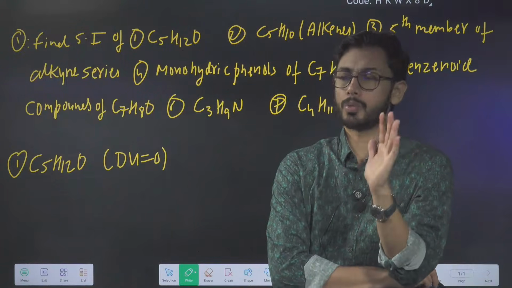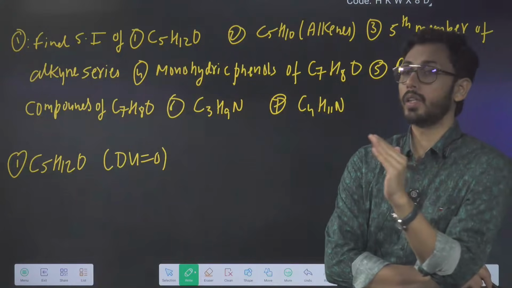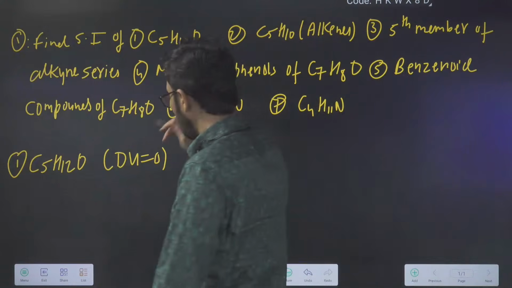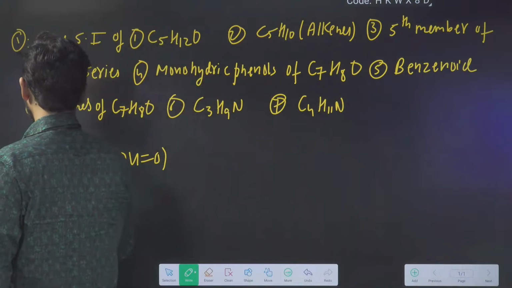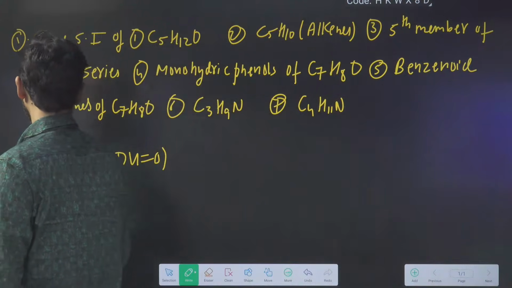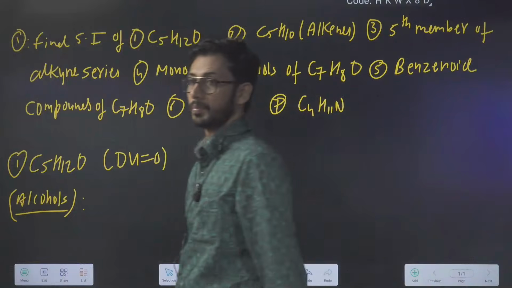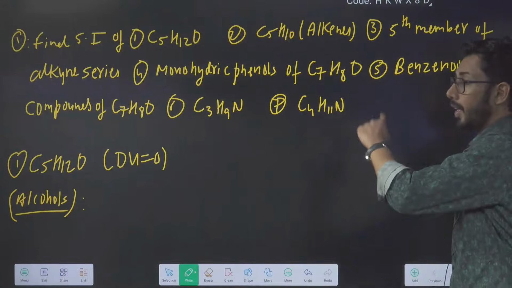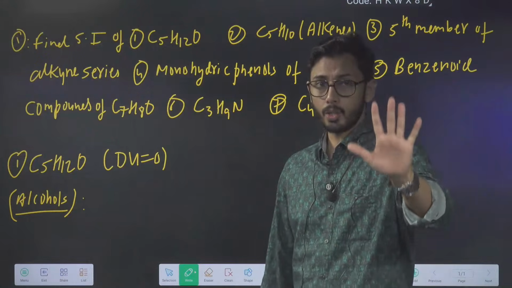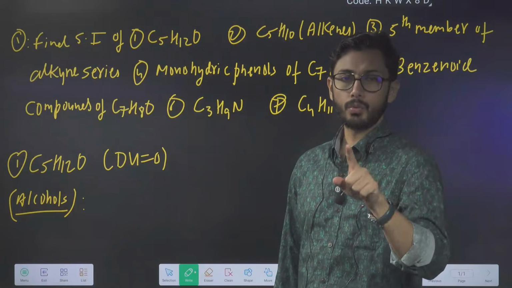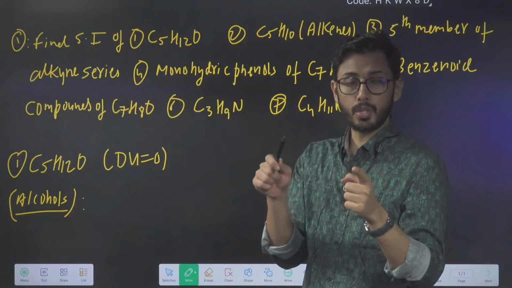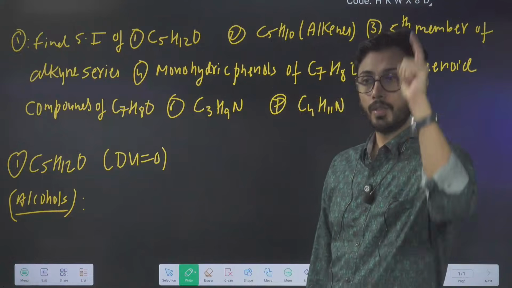Ketone gone. The options are what? Either alcohol or ketone, sorry, ether. So firstly consider alcohol structures. How many alcohols can you write with C5H12O? Firstly, parent chain of 5, OH at different positions. Second, parent chain of 4, one branching, OH at different positions. And third, parent chain of 3 with double branching.